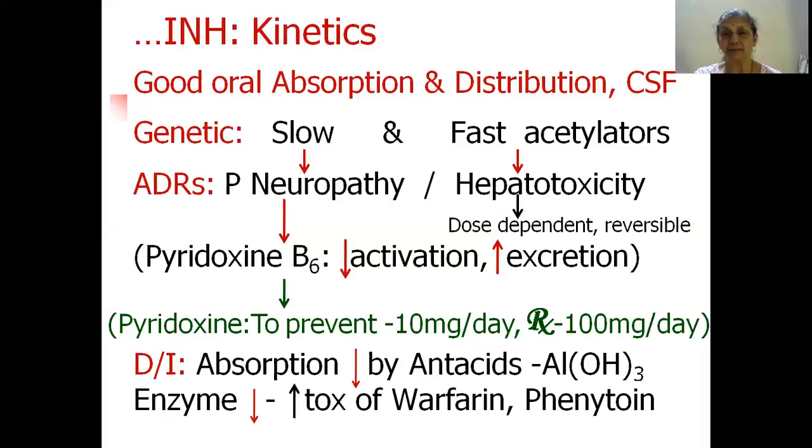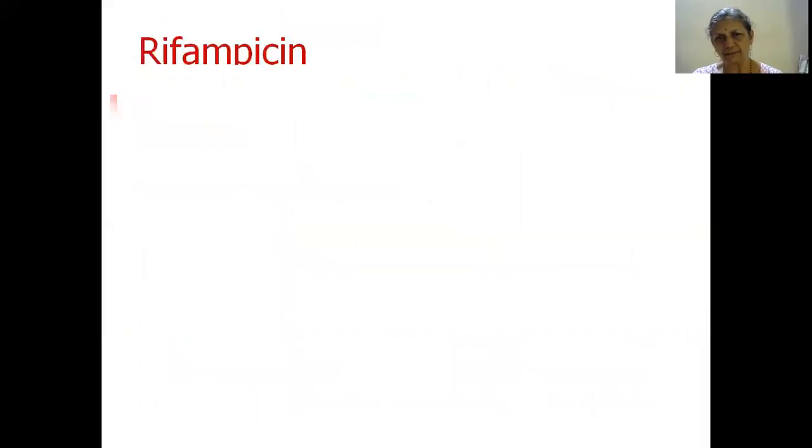INH is an enzyme inhibitor, and it inhibits the enzymes which are also required for warfarin and phenytoin, drugs which have critical narrow margin of safety or specific effect is required. So if more of warfarin is available, more of phenytoin is available than should be, it will lead to toxicity of these drugs. And toxicity of warfarin is spontaneous bleeding.